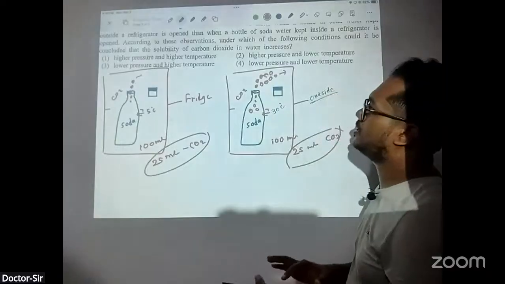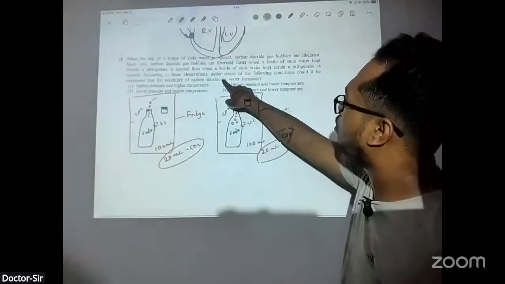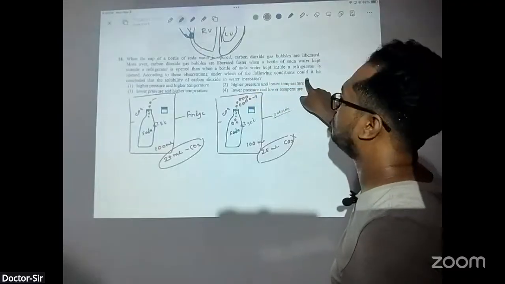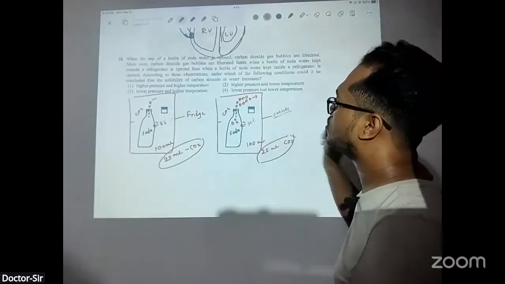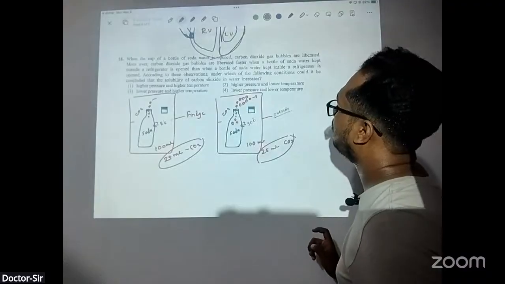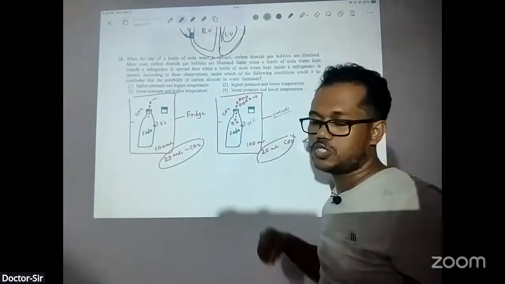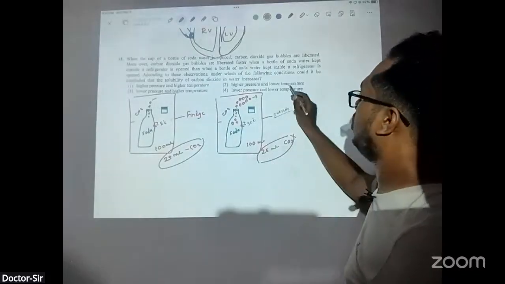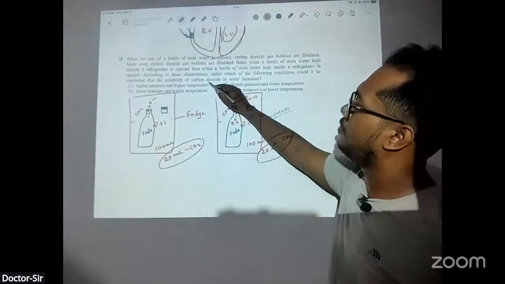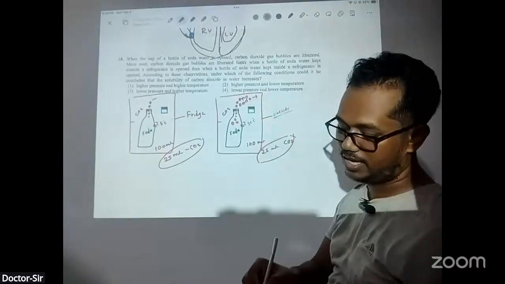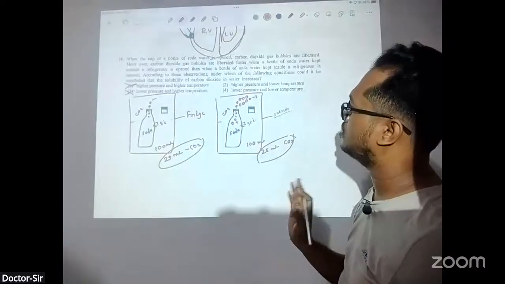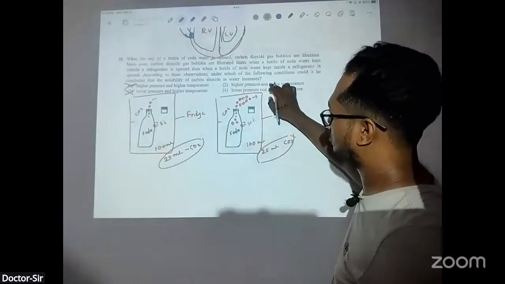Okay, all right. Now they are asking, according to this observation, under which of the following conditions could it be concluded that the solubility of carbon dioxide in water increases? Solubility of carbon dioxide increases with low temperature. So the first answer and the third answer I can take out. So these are not the answer. So think about the second and fourth answers.